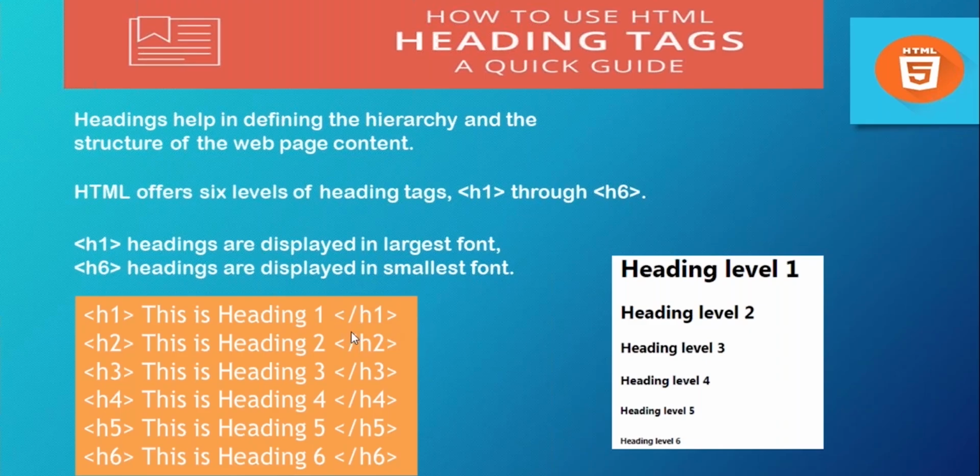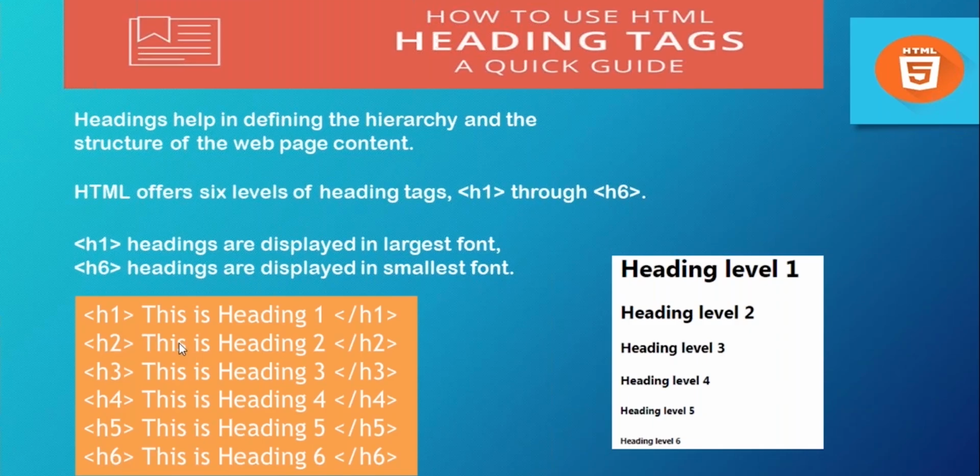In HTML, we have around 6 types of headings. The H1 tag is the starting tag and the H6 tag is the smallest tag. You can see the H1 tag displays the largest font and the H6 tag displays the smallest font. This is the syntax to write the H1 tag: open H1 tag, give the content, and close the H1 tag. The same syntax applies for all the tags, H1, H2, H3, H4, H5, and H6.